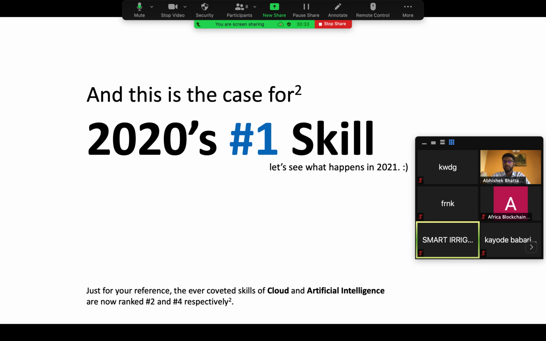Remember, this is one of the data points that I wanted to share. Blockchain technology as a skill was ranked number 1 by LinkedIn in 2020 itself. Skills such as cloud computing and artificial intelligence, which have been in the first position individually for quite some time, were ranked below, at number 2 and number 4 respectively. You have to understand that within just a decade or so, just 11 years, blockchain has become such an important piece of technology. It is very important to understand where things are moving for blockchain technology.